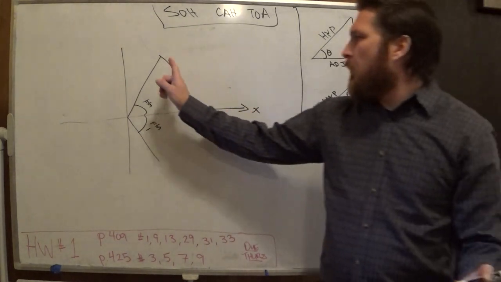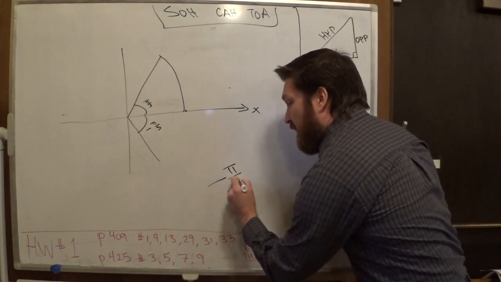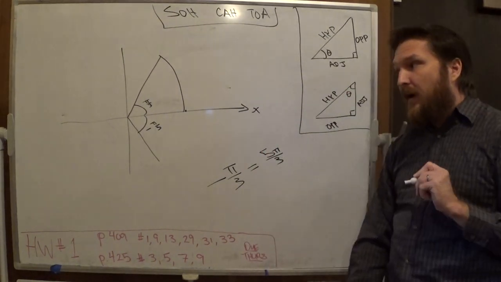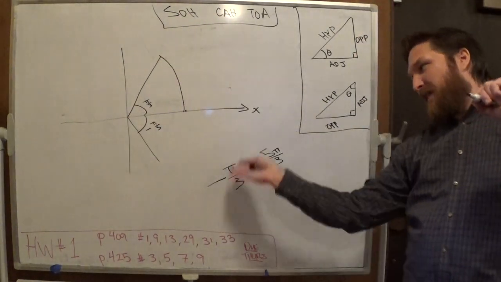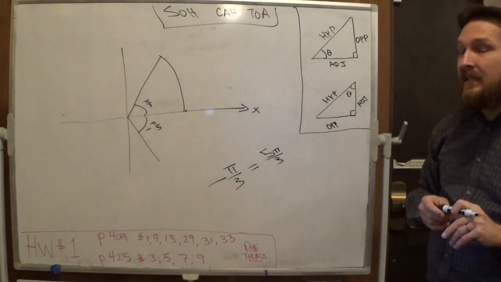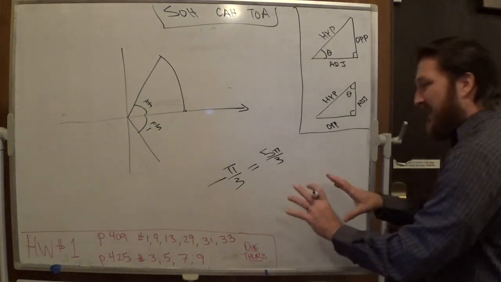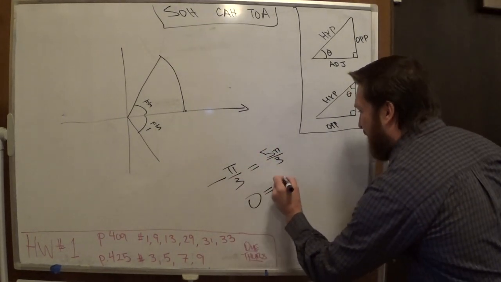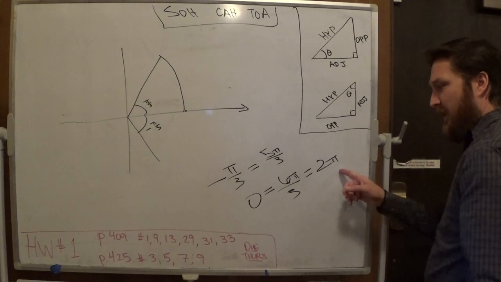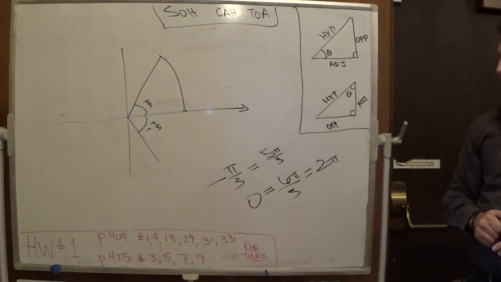So let's see, 1, 2, 3, 4, 5. It turns out that minus pi over 3 is the same thing as 5 pi over 3, right? So whether you're going that way or that way, they're the same thing. It's like 360 equals 0. Exactly. That's what this comes down to, right? Watch what happens with 2 pi, the angle measure is the same, isn't it? Right? And that's all that means.